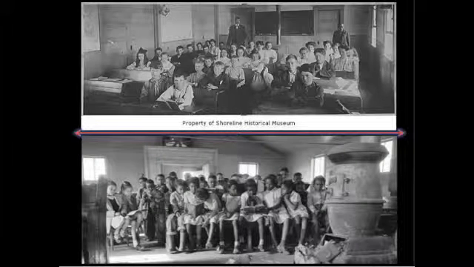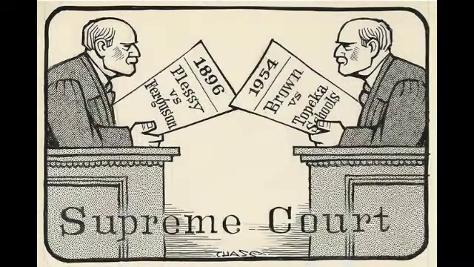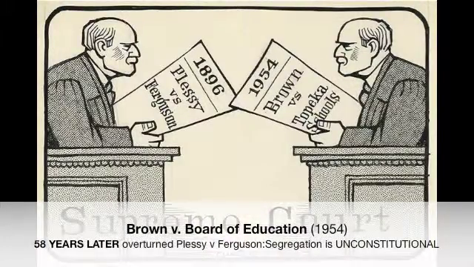Why does all of this matter today in the long run? Well, it actually matters a lot. This upsetting ruling legalized segregation in America, and racism was backed by the Constitution. It took the Supreme Court 58 years to overturn this ruling.